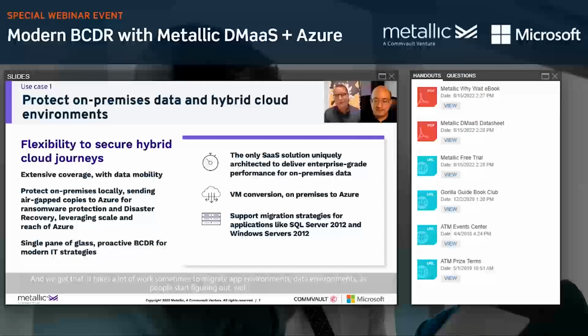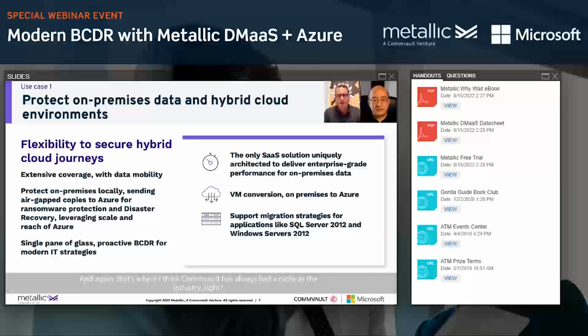And we get that. It takes a lot of work sometimes to migrate app environments, data environments. As people start figuring out, well, hey, I'm missing out on some functionality of some core applications and some core database technologies like Windows Server, SQL Server, our Office Productivity Suite, Biz Apps, Dynamics, supply chain management. As people start thinking about, hey, there's some core functionality here that can make my job easier and make our people more effective, make our customer interactions a lot more efficient. What they're starting to realize is, okay, now what do I do with this? How do I migrate all that information? How do I make sure that I take the application scripts that exist and the data that's in this historic environment and migrate it to a more modern platform environment?